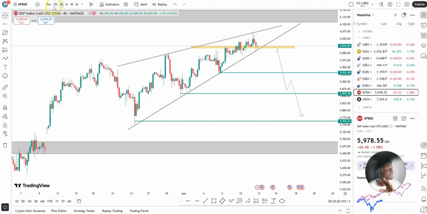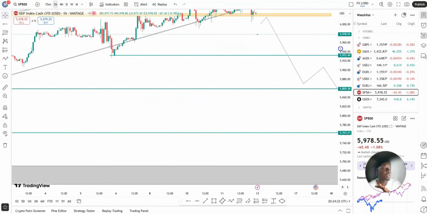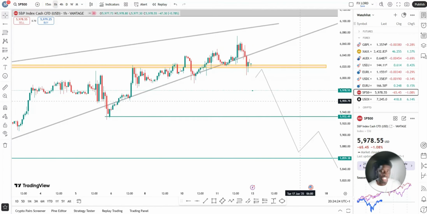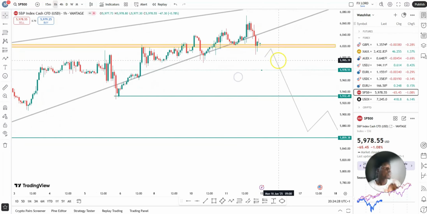On the 1-hour chart, you can see that we are patiently waiting for this setup to complete. Once the market breaks below this minor support level and retains it, we are going in for a sell. We are going in bearish on SP500.